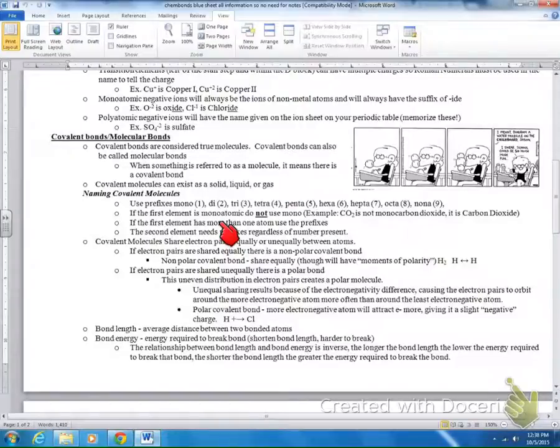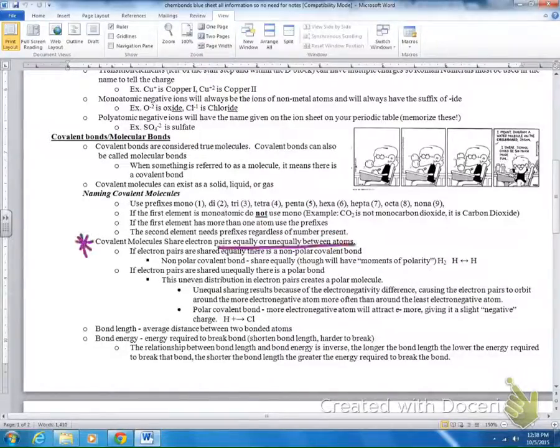If the first element is monoatomic, we do not use the word mono. We do not use the prefix mono. So for example, CO2 is not monocarbon dioxide, it's simply carbon dioxide. If the first element has more than one atom, we do use the prefixes. The second element always needs prefixes regardless of the number present. So there are your rules, and we'll practice more of this in class.